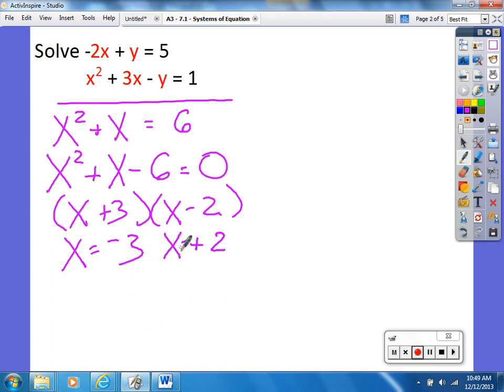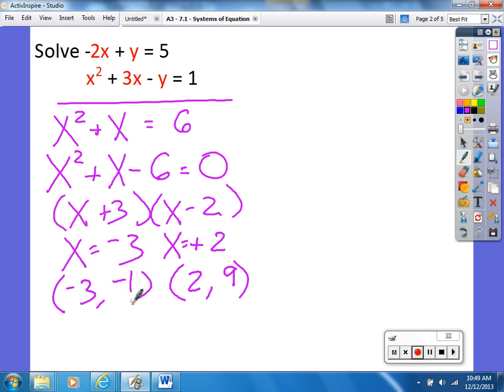Now, I've only found the x's. I do need to still find the y. So I'm going to plug them back into the original to get the actual points. Negative 3 and 2. So if I plug in 2, I get negative 4. I add 4, I get 9. Correct? Okay. If I plug in the negative 3, I get 6. I'll subtract 6, I get negative 1.